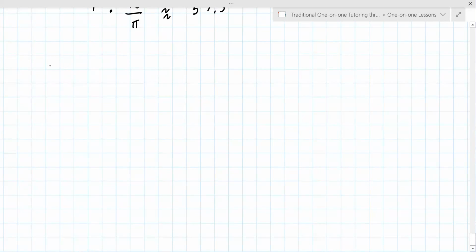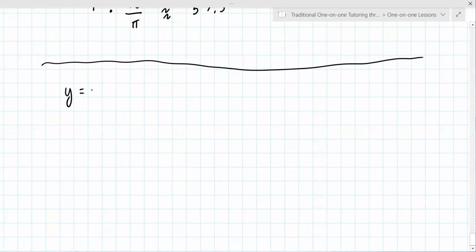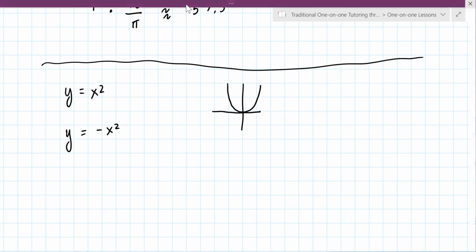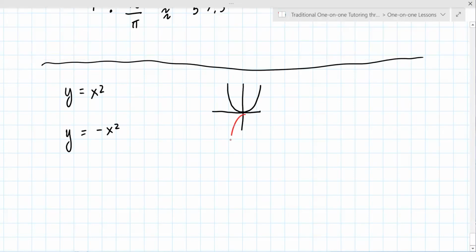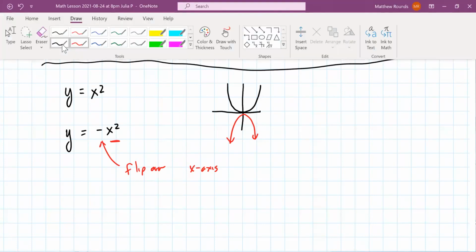Okay. So there is a transformation we did not talk about, so we'll just go that direction. Y equals x squared. Y equals minus x squared. So x squared is U-shaped like this. Minus x squared is also U-shaped, but it goes down like this. Okay, so this negative is a flip over the x-axis. So let's add that into an example that we're going to do here.